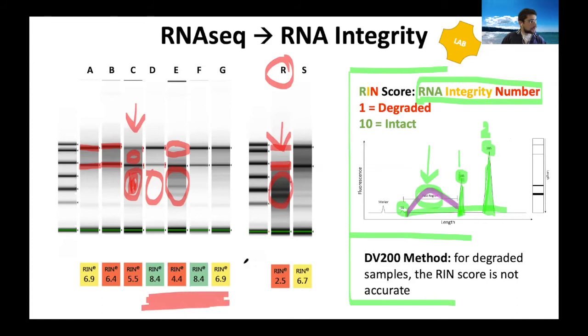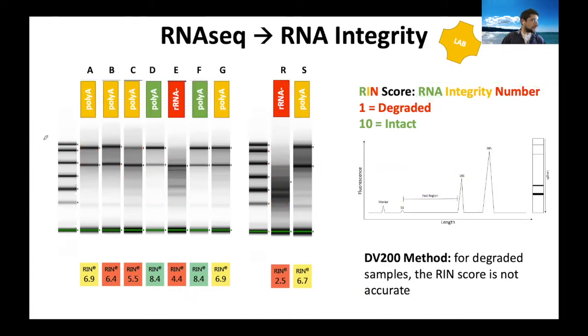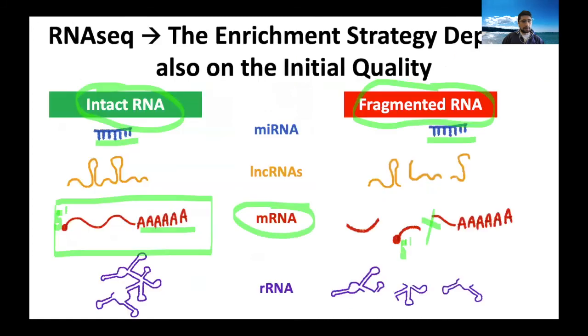Okay, so if we have these results, then everything actually changes. So can you do poly-A if you're interested in messenger RNA in the case of R? The answer is no. If you remember what I told you before, if you have degraded RNA, the poly-A is not covalently linked to the 5' end of your messenger RNA. So these are two distinct molecules.